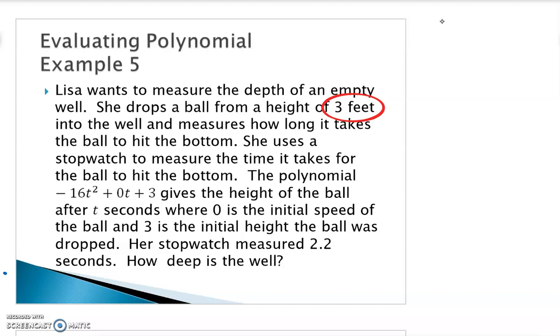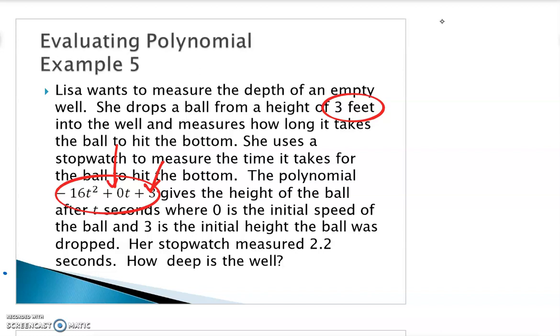She uses a stopwatch to measure the time it takes for the ball to hit the bottom. The polynomial right here gives the height of the ball after t seconds, where 0 is the initial speed. There's your b value. That's always your initial speed. And 3 is the initial height, the height from which the ball is dropped. Her stopwatch measured 2.2 seconds. How deep is the well?